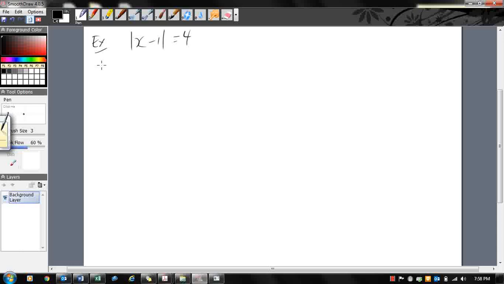Let's have a look at what happens if the stuff inside the modulus sign, in other words x minus 1, is greater or equal to 0. Now, if this is positive, what does the modulus sign do? It does nothing. In other words, it doesn't change anything. So we just remove the modulus sign and we're just left with x minus 1 equals 4. So therefore we get x equals 5.